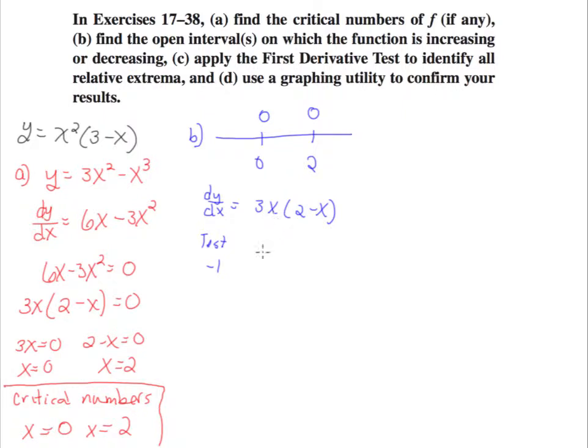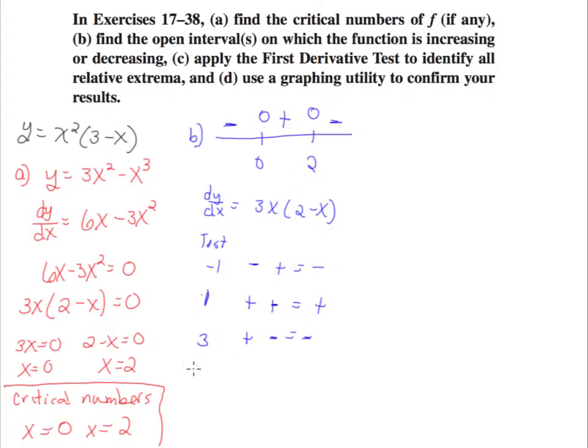So we want to start with a negative 1. So 3 times negative 1 gives me a negative. 3 minus a negative 1 becomes 3 plus 1, which is a positive. So that means on that interval, I will have negative or decreasing values. Plugging in 1, I get a positive and a positive, so that gives us a positive solution. So on the interval from 0 to 2, my derivative is positive. Plugging in 3, I get positive and negative, which is a positive times a negative, which is a negative.